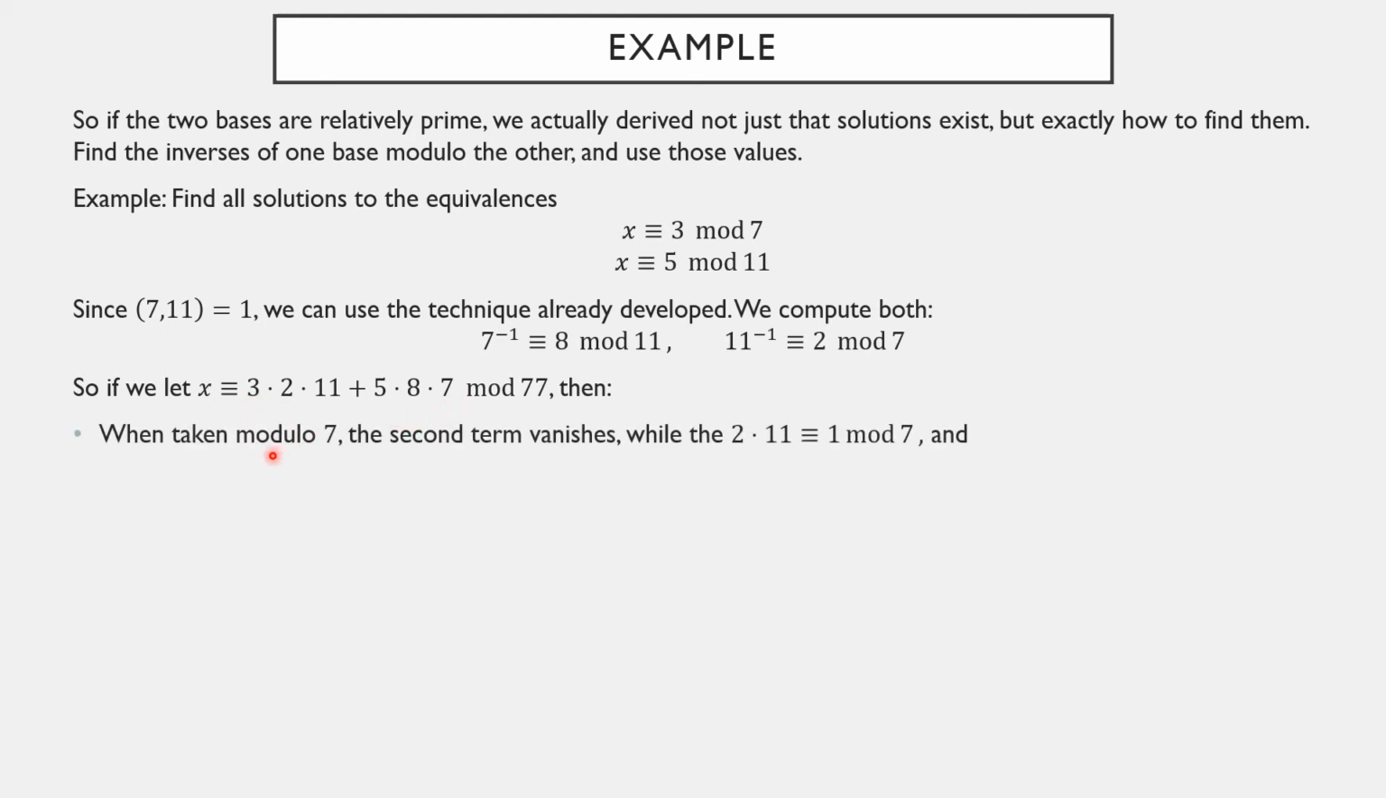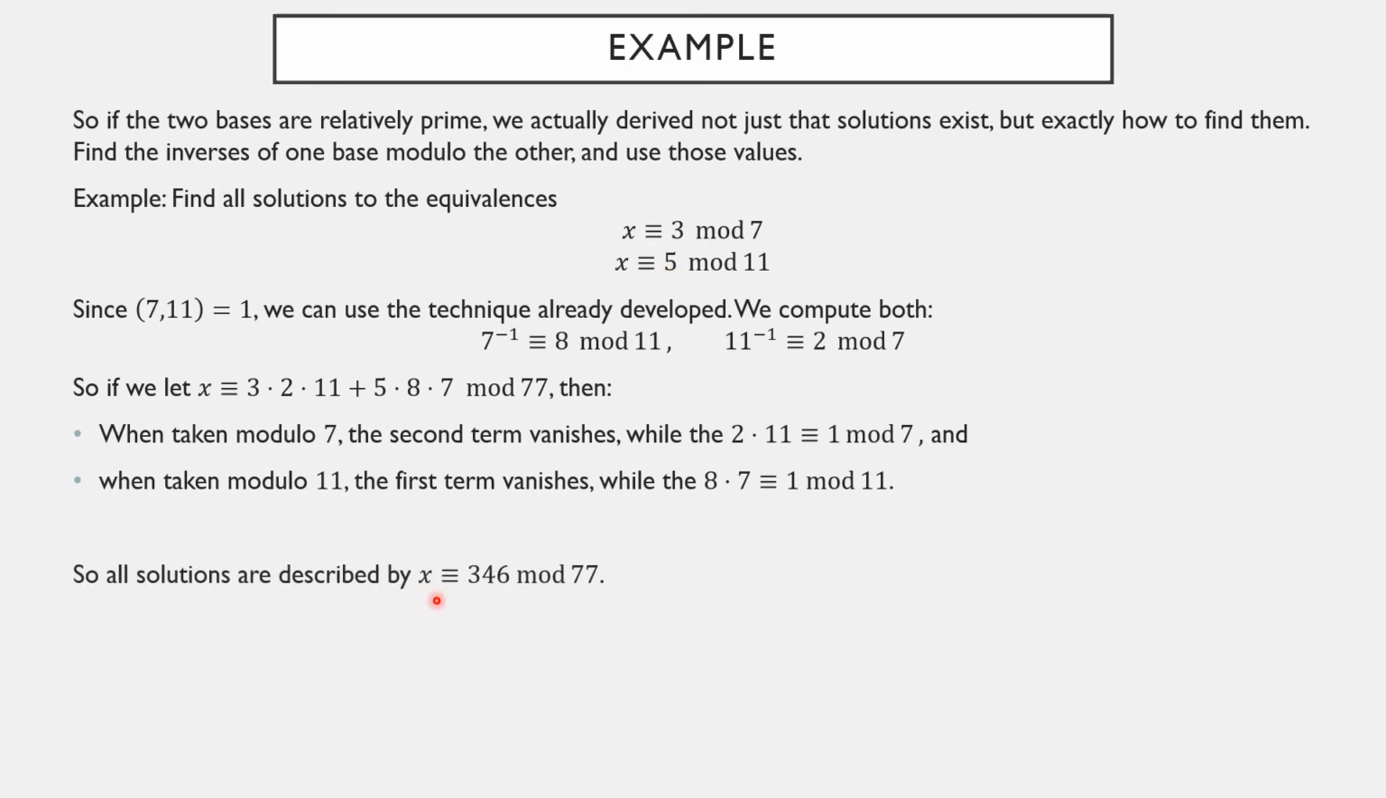This works out to be 3 times 2 times 11 is 66, 5 times 8 times 7 is 280, so 66 plus 280 is 346. But let's just look at it written as this. When taken mod 7, this term vanishes. So modulo 7, I can ignore this term here and only focus on this one, in which case 2 times 11 is going to be equivalent to 1, and I just get out the 3, which is what I wanted mod 7. If I work mod 11, the first term vanishes. 8 times 7 is equivalent to 1, leaving behind just the 5 as desired mod 11.